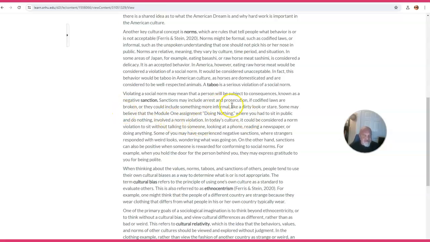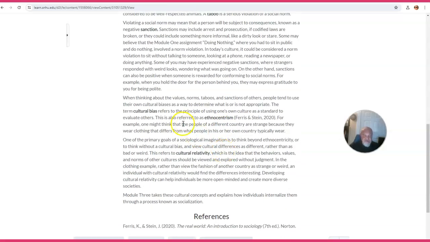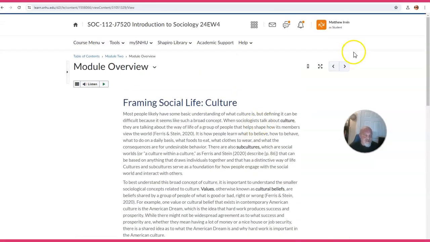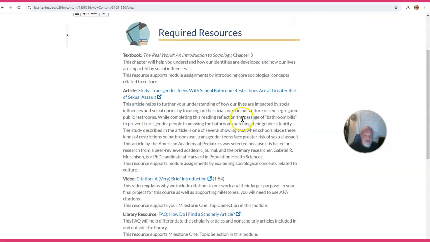It could be as serious as being arrested if it's a violation of the law, or just simply acting in an odd way. So we need to look at cultural bias. We have to be careful not to use our own culture as a standard to evaluate other cultures. So the concept is culture. Please review this in detail.